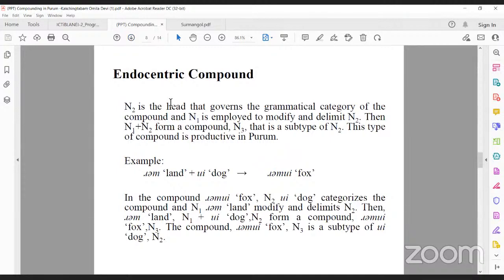In the endocentric compound, N2 is the head that governs the grammatical category of the compound, and N1 is employed to modify and delimit N2. The N1 plus N2 form compound N3, which is a subtype of N2. This type of compound is productive in Purum. Example, rum len plus uidog forms a compound word rum ui fox. In the compound rum ui fox, N2 uidog categorizes the compound and N1 rum len modifies and delimits N2. Then rum len N1 plus uidog N2 form a compound rum ui fox N3. The compound rum ui fox N3 is a subtype of uidog N2.